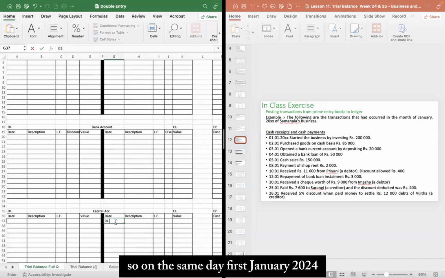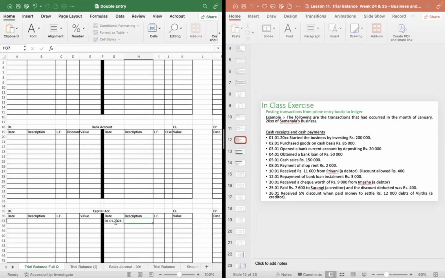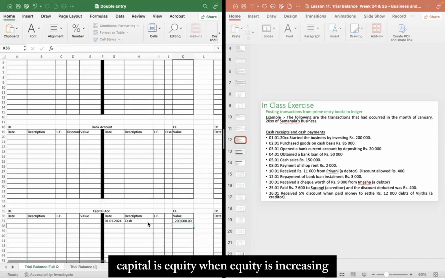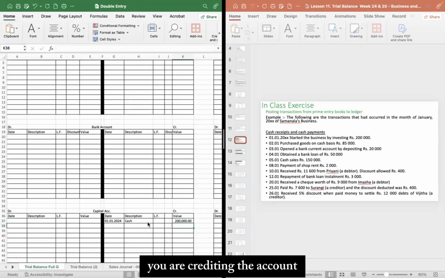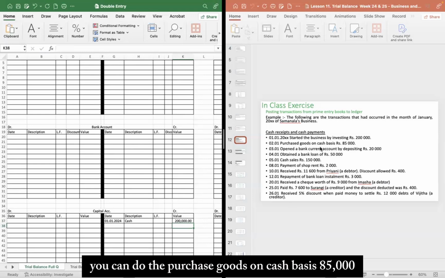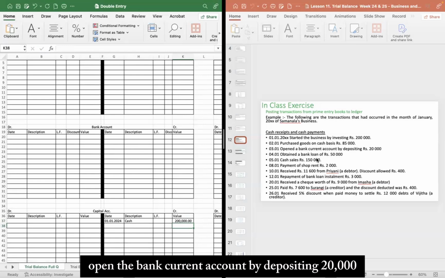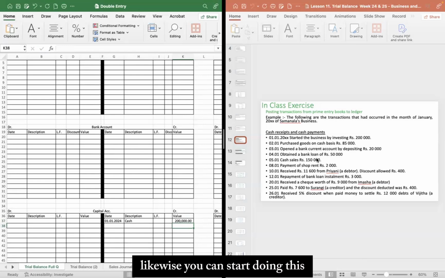So on the same day, 1st January 2024, the respective account is the cash account, and your capital is going up by 200,000. Capital is equity. When equity is increasing, you are crediting the account. That is a principle. Similarly, you can do purchase goods on cash basis 85,000. How does it impact the cash book, then the respective ledger account. Open a bank current account by depositing 20,000. Likewise, you can start doing this.